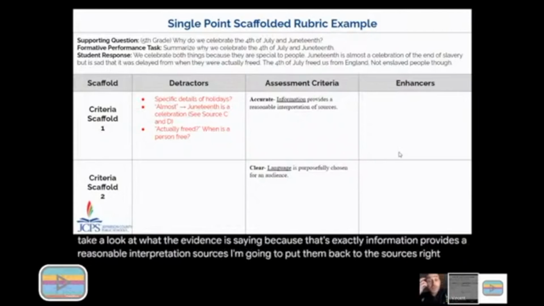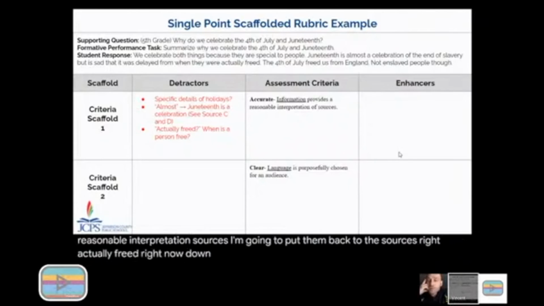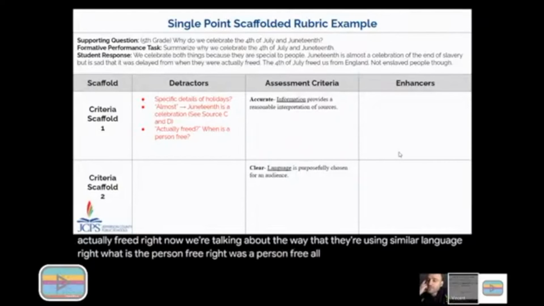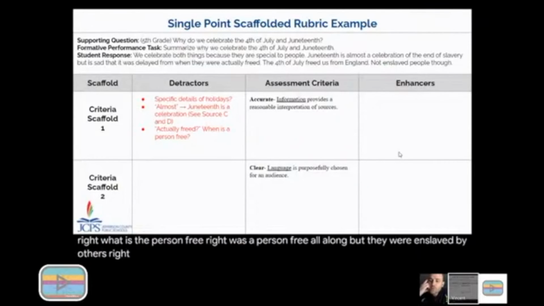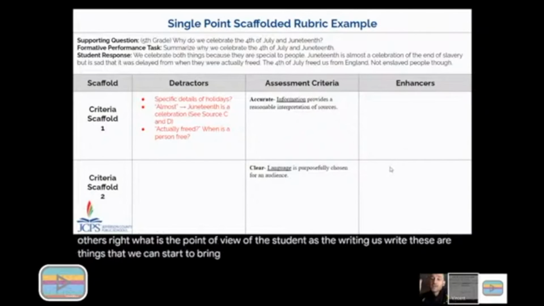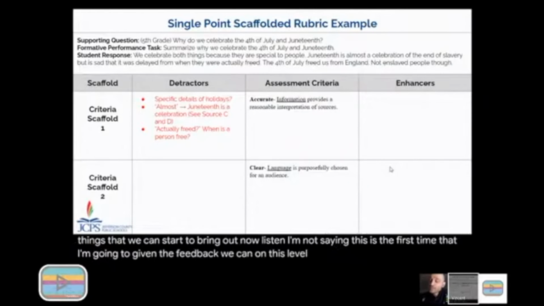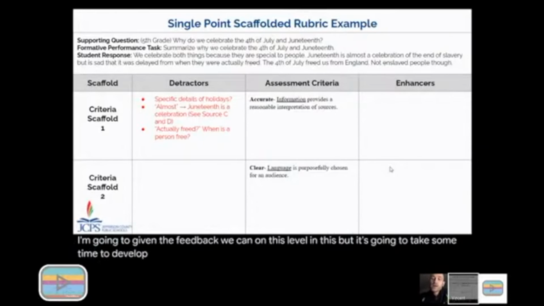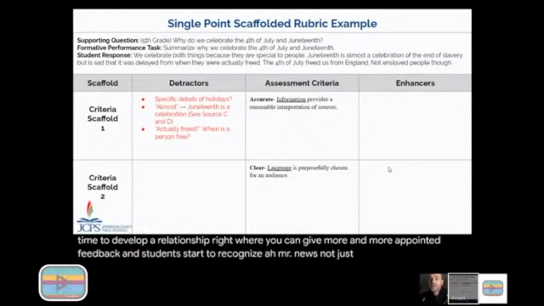Actually freed, right? Now we're talking about the way that they're using some of their language, right? When is a person free, right? Was a person free all along, but they were enslaved by others, right? What is the point of view of this student as they're writing this, right? These are things that we can start to bring out. Now, listen, I'm not saying this is the first time that I'm going to be giving the feedback to a kid on this level, but it's going to take some time to develop a relationship, right, to where you can give more and more pointed feedback, and the students start to recognize, Mr. New's not just being a mean guy, he's actually trying to help.